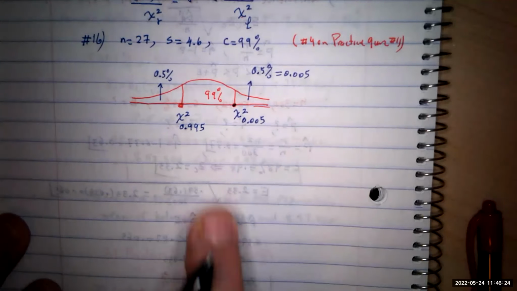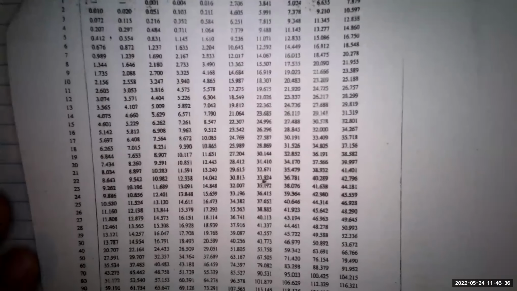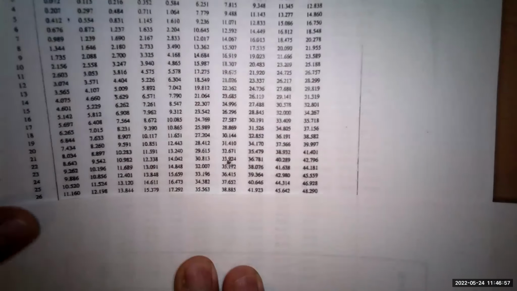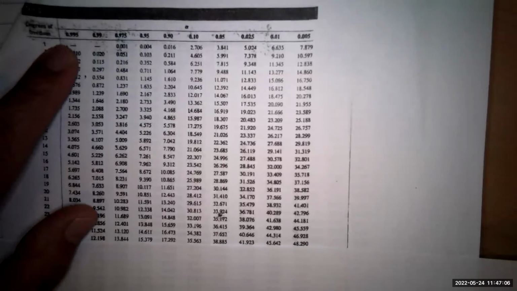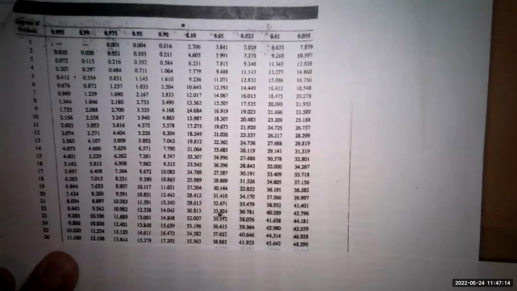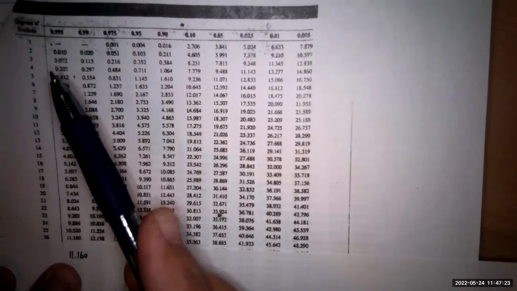Now, in order to find it, you need the chi square table. You see, this is the chi square table, and these are the degrees of freedom. In this case, n is equal to 27, so we go with 26. We pick the 26 here, and on the top, when you move, you look for 99.5% first, which is 0.995. So start with 26 and 0.995. You read this number first, and it's 11.160. That's the chi square that corresponds to 0.995.